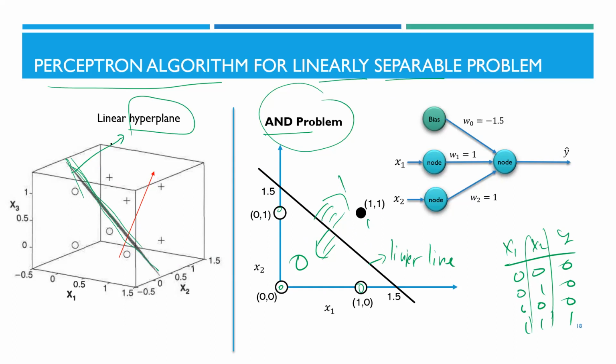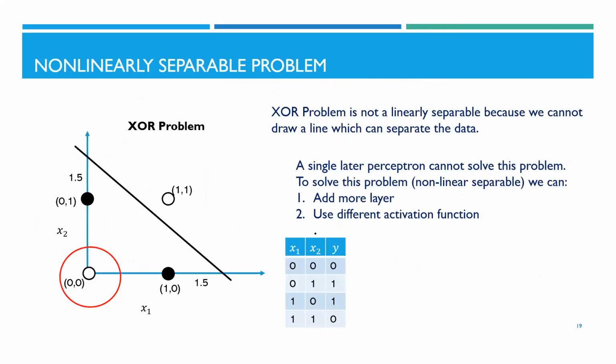Okay. Yeah, this is linearly separable problems, the easiest problems. But what happens if the problem is non-linearly separable? For example, this is XOR problems. In XOR problems, this is the value of the data: 1, 1, 0, 0.